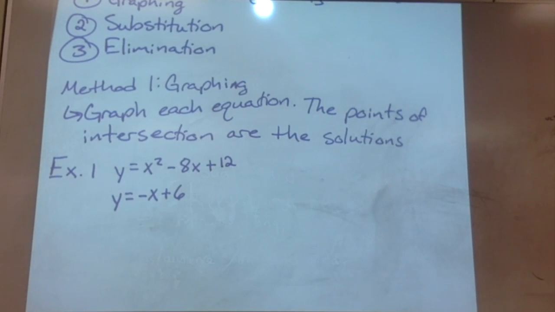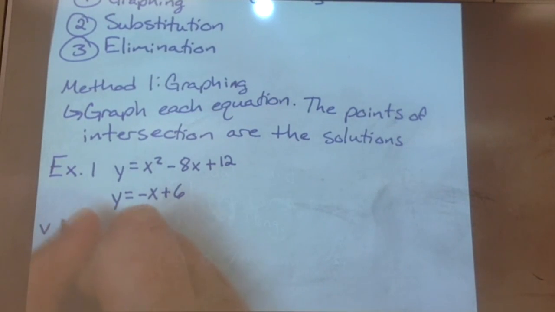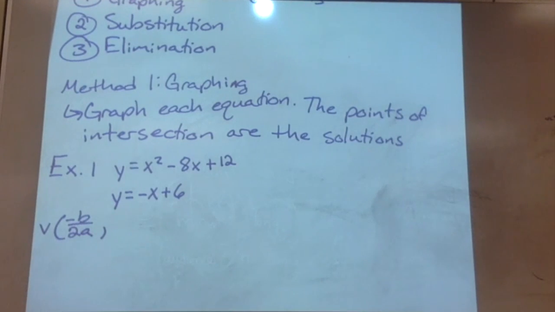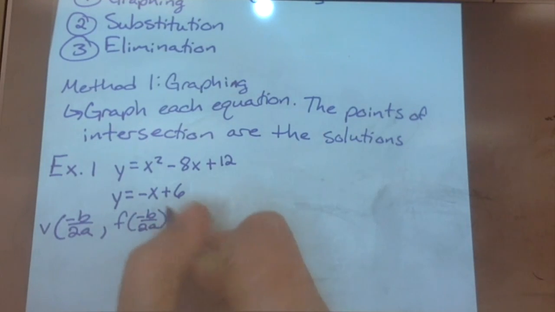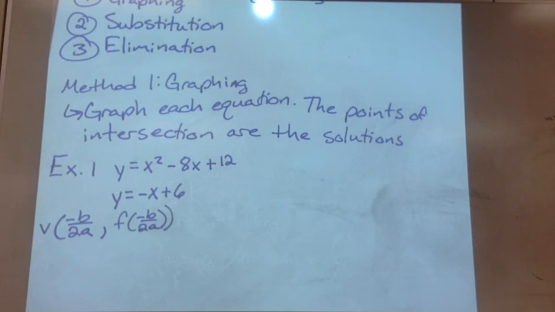I need you to remember what we learned about how to graph parabolas. We can't do our brain flushes afterwards. We have to keep that information in our heads. So remember, when we have an equation in standard form, the x value of the vertex is negative b over 2a, and the y value of the vertex is what you get when you plug that number back into the equation. So f of negative b over 2a.